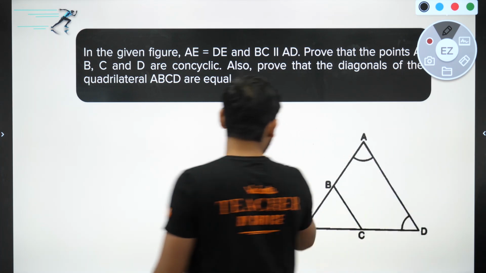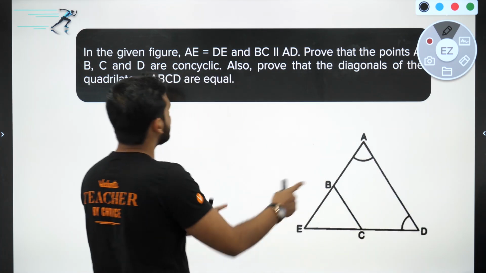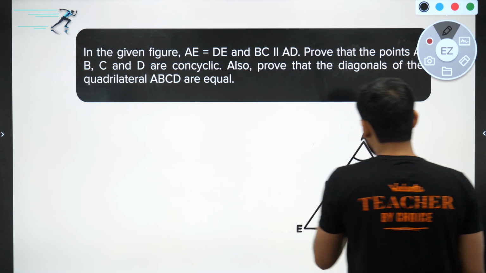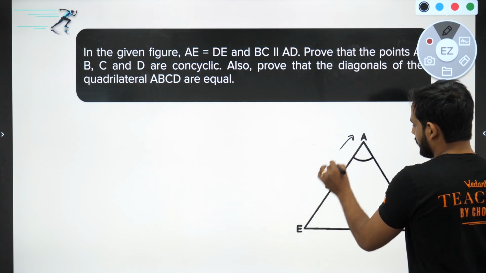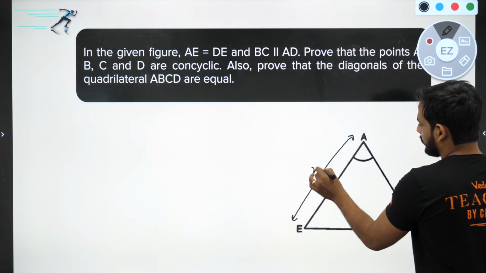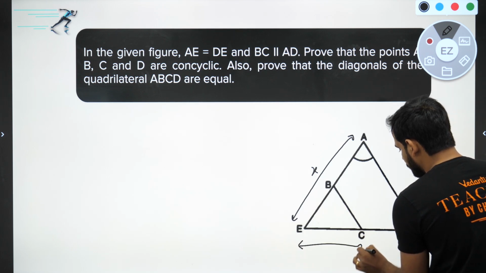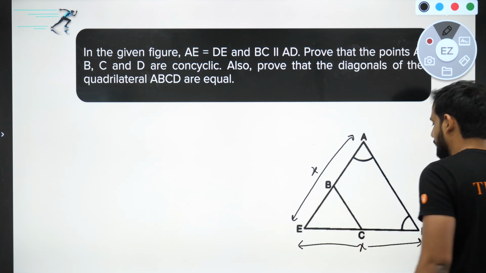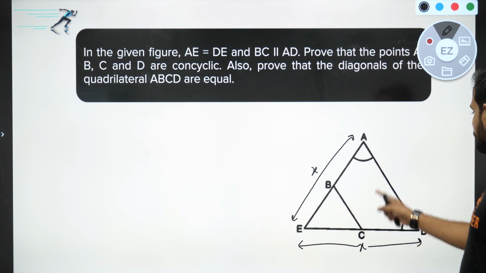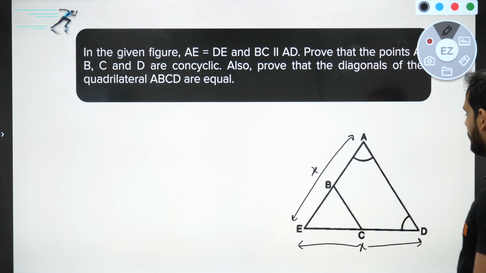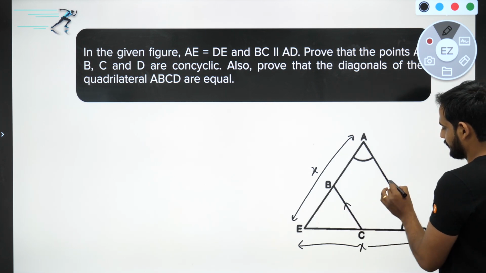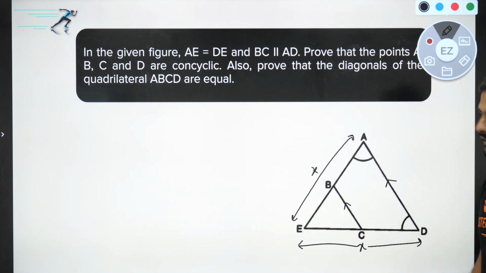In the given figure, AE is equal to DE. So these two sides are equal. AE is, let us say, X. So DE is also X. And BC is parallel to AD. Okay, these two are parallel, right? Prove that the points A, B, C, D are concyclic. Also prove that the diagonals of the quadrilateral ABCD are equal.